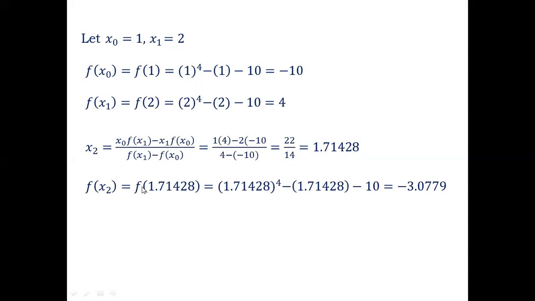F of x2 is f of 1.71428, which is equal to x power 4 minus x minus 10. That is 1.71428 whole power 4 minus 1.71428 minus 10. Simplification gives minus 3.0779.